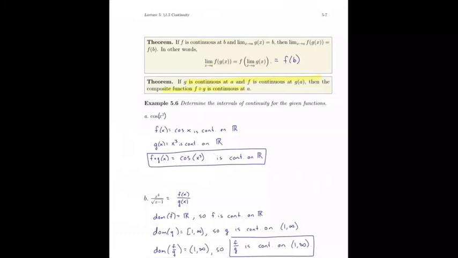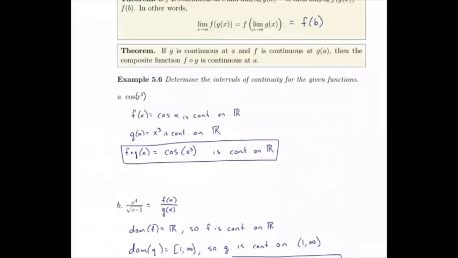That's exactly what this theorem is doing, in better language. If g is continuous at a and f is continuous at g of a, then the composite function f of g is continuous at a as well. So if we compose two continuous functions, then we get a continuous function. Now, determine the intervals of continuity for each of the given functions. So we'll get to work on this.